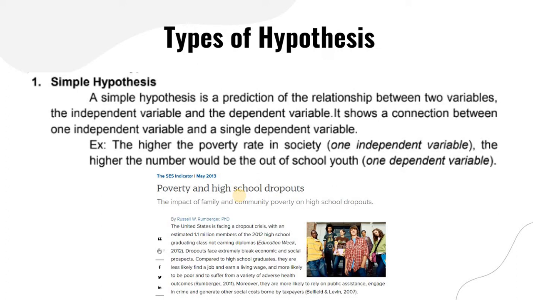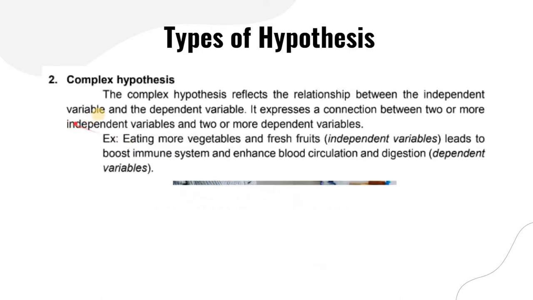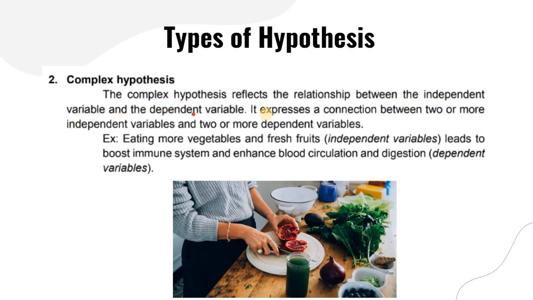Next, we have complex hypothesis. So, pag sinabi mong complex hypothesis, it reflects the relationship between the independent variable and the dependent variable. And it expresses a connection between two or more independent variables. So dito nadagdagan tayo ng players, pwedeng maging dalawa yung independent variable mo. Kung kanina sa simple, isa at isa, dito pwedeng maging dalawa, isa, dalawa, isa, dalawa. So, pwedeng two independent variables or two dependent variables.